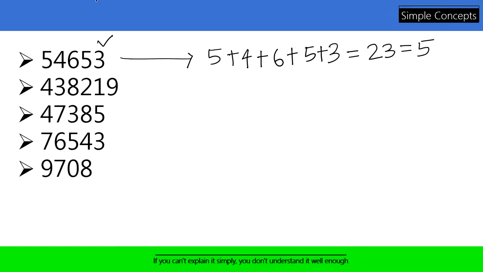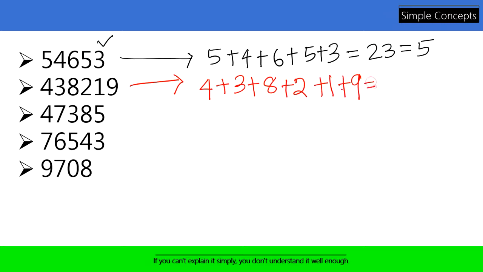Similarly, if you want to go for other numbers, let's say this one, what I need to do is 4 plus 3 plus 8 plus 2 plus 1 plus 9. Simple again, apply the same concept. 4 plus 3 is equal to 7, plus 8 is 15, plus 2 is 17, plus 1 is 18, plus 9 is 27, and again 7 plus 2 is equal to 9.